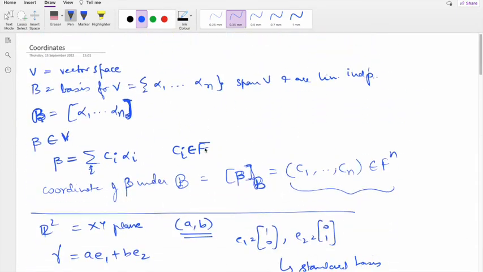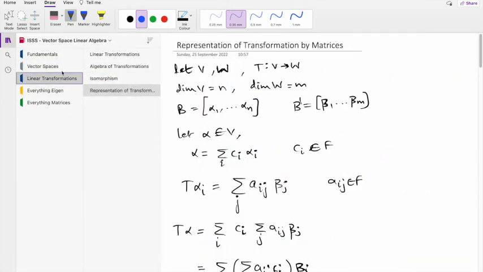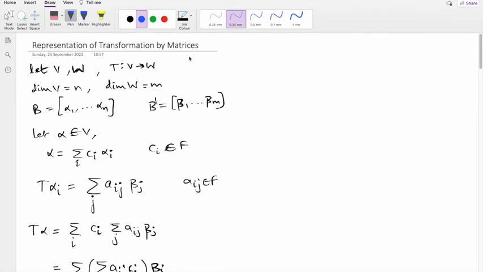We'll now look at how this idea shows up in trying to represent transformations by matrices. So now let's say I have two vector spaces V and W, and a transformation T which goes from V to W, and the dimensionality of both of these is finite, with dim V being N and dim W being M, right? So I can now have an ordered basis B for the vector space V, which is alpha 1 to alpha n, and some B dash as the ordered basis for the vector space W, which is beta 1 to beta m, right? So the alpha i's are all vectors in V, and the beta j's are all vectors in W.